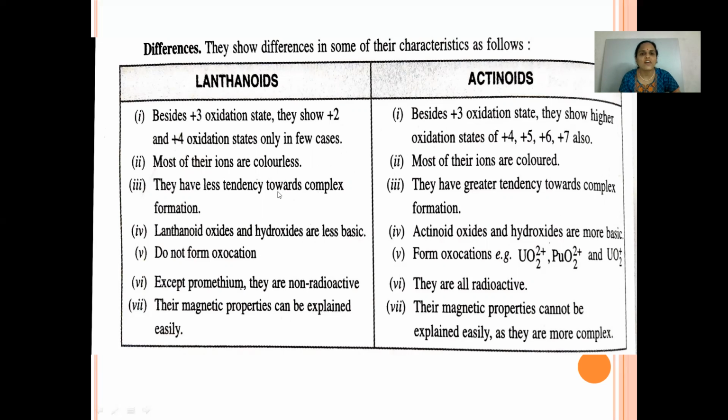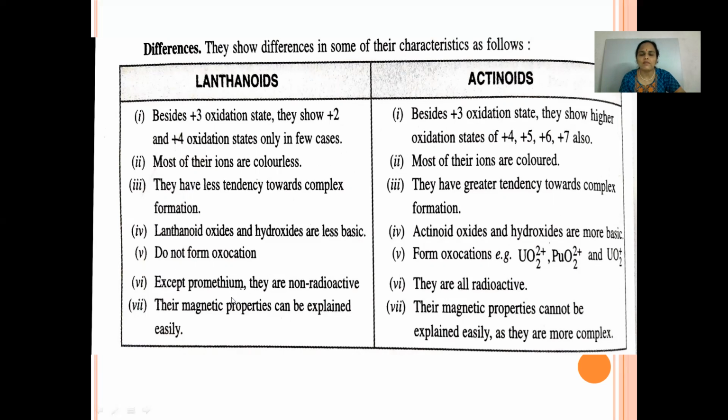Lanthanoids have less tendency towards complex formation, whereas actinoids have greater tendency towards complex formation. Lanthanoid oxides and hydroxides are less basic, and actinoid oxides and hydroxides are more basic. Lanthanoids do not form oxocations, whereas actinoids form oxocations, example UO2 2+, PuO2 2+, etc.